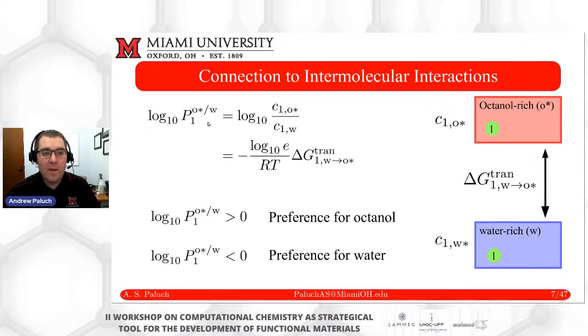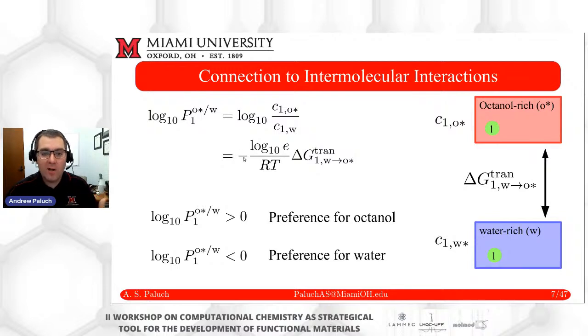And you can show that my partition coefficient is equivalent to the transfer free energy of taking a solute from my water-rich phase to my octanol-rich phase. Essentially, what this corresponds to is an equilibrium constant, so this is the delta G of equilibrium between my solute in these two phases. This term in front is just my conversion: my dimensionless delta G of transfer is equivalent to the natural log of my partition coefficient, so here I'm just changing base from natural log to log base 10.